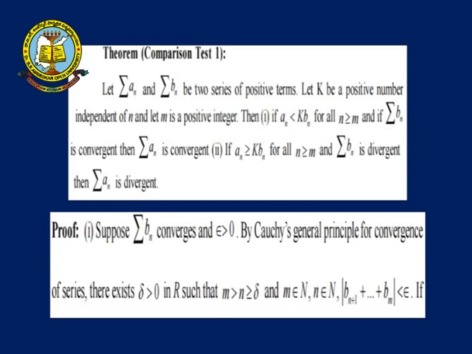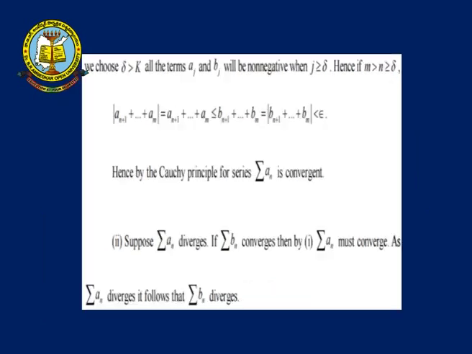Suppose for every epsilon greater than 0, by the Cauchy general principle of convergence, there is a delta greater than 0 such that for m greater than n greater than or equal to delta, as in the previous theorems of the unit, mod of b_(n+1) plus and so on plus b_m is less than epsilon. Now, if we observe the terms individually, a_(n+1) plus and so on plus a_m is less than or equal to b_(n+1) plus and so on plus b_m. So the mod value is also less than epsilon. Therefore, since sigma b_n is convergent, sigma a_n is also convergent.